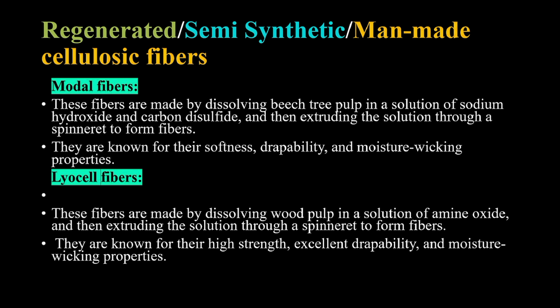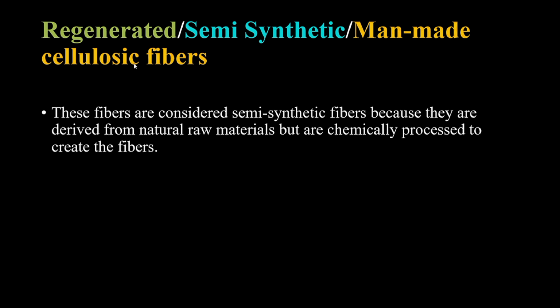They are known as regenerated fibers, semi-synthetic fibers, or man-made cellulosic fibers. These fibers are considered semi-synthetic because they are derived from natural raw materials, like wood pulp, but are chemically processed to create fibers. So this is why these are known as regenerated, semi-synthetic, or man-made cellulosic fibers.